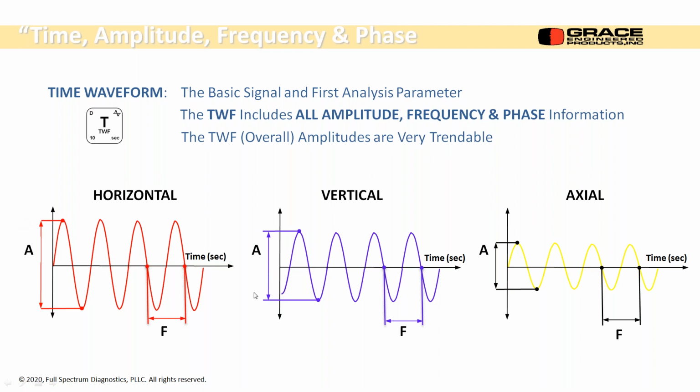The overall amplitudes are very trendable. So here we're showing horizontal, vertical, and axial. Assuming this is a triaxial transducer, they're all sampled simultaneously, and we'll have 3 different amplitude trends. If we need to do an FFT analysis, it looks for the periodic events and calculates the frequencies. Okay, so in this case, they're all rotational speed, probably an unbalanced type problem.